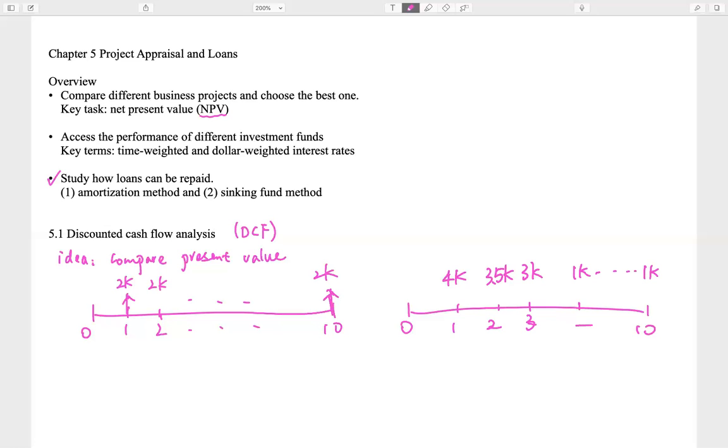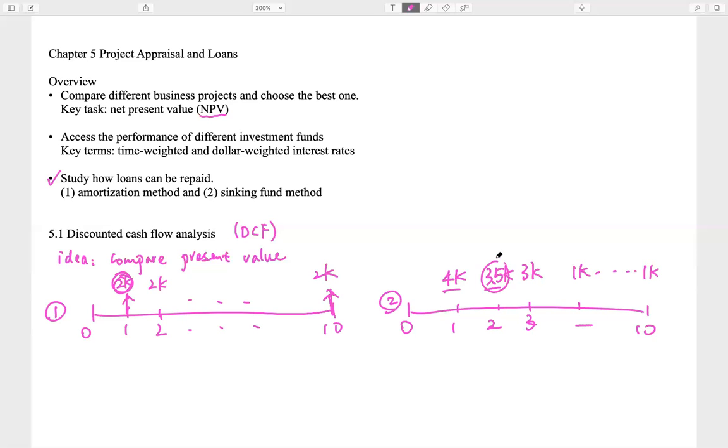Well, obviously those are two different projects, right? And it's rather difficult to just eyeball the payments and decide which one to go with. Let's label this as the first project, this is the second project. At the beginning, the second project seems to be better, because it promises to pay you more. At the first payment, you collect 2,000 from project one, but you collect $4,000 from project two. So if you only look at the first one, obviously project two is better.